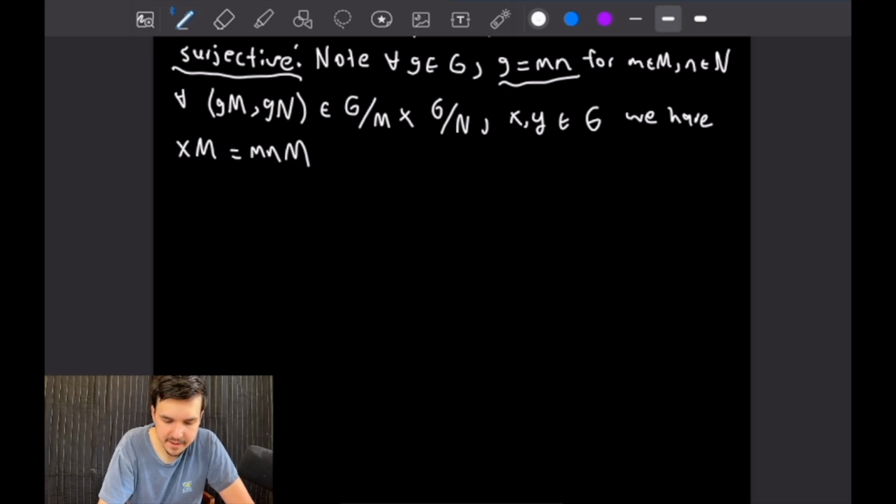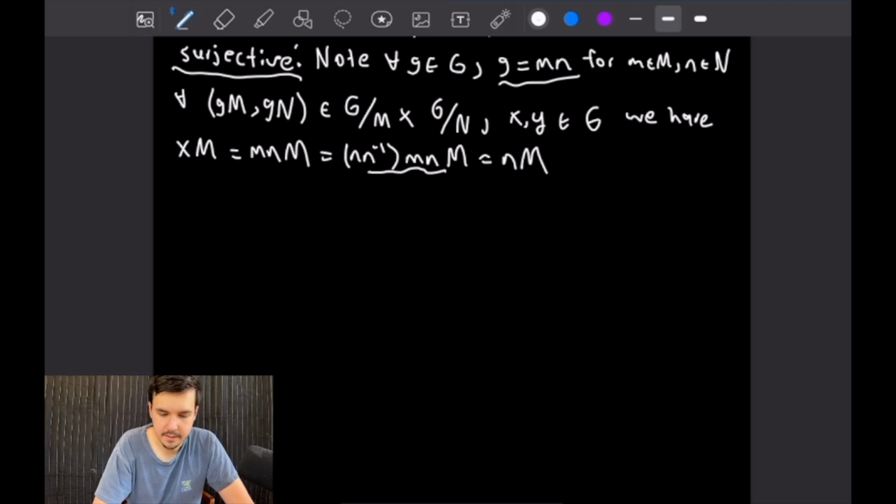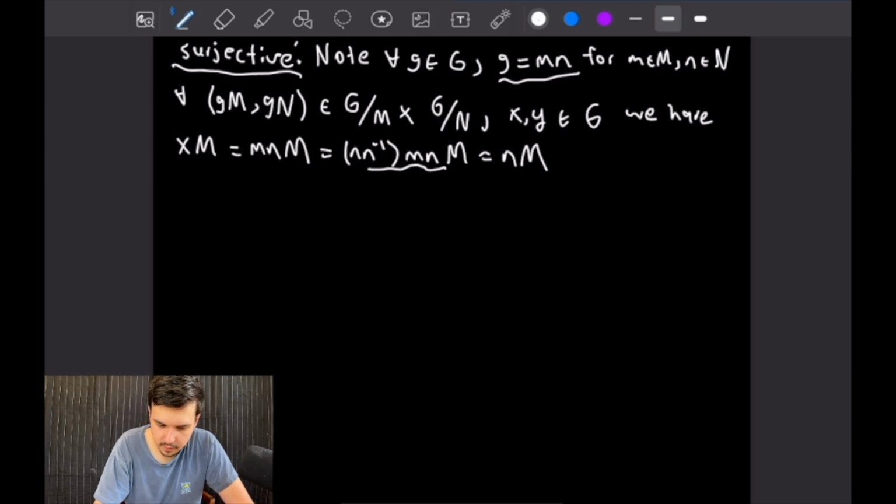But now we can multiply by a creative use of the identity element being n times n inverse, and we'll get n times n inverse times m times n times our big group M there. But by our normality condition, which we are given at the start of the problem, this is an element of M, so that means that this is just equal to n times M.